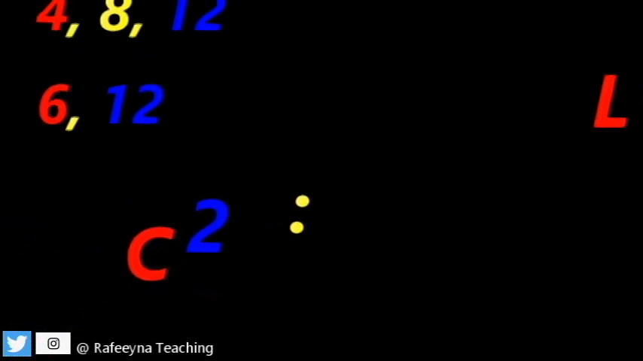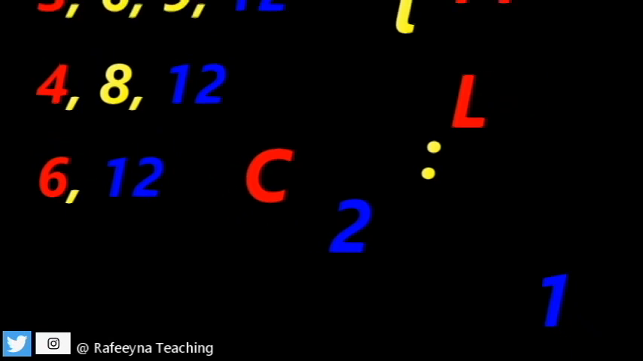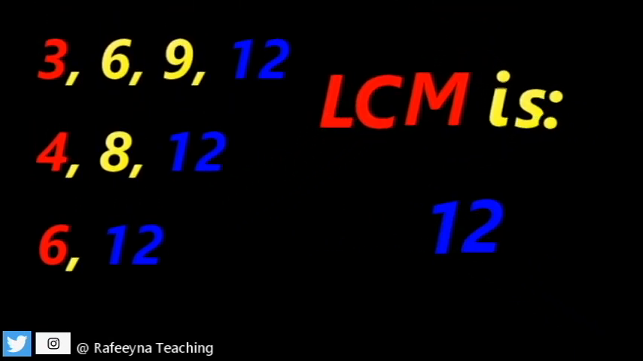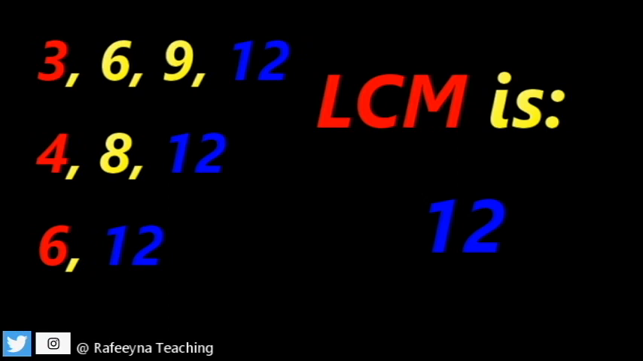So let's look at 3. We have 3, 6, 9, and 12. Now looking at the 4: 4, 8, 12. And looking at the 6: 6, 12. Here we can see that the lowest common multiple in all three numbers is 12. Therefore, the common denominator will be 12.